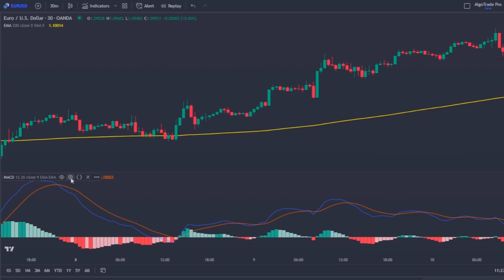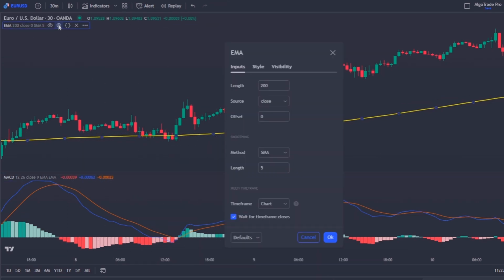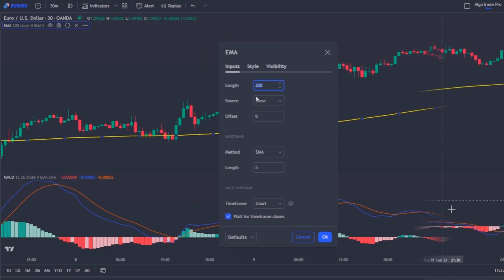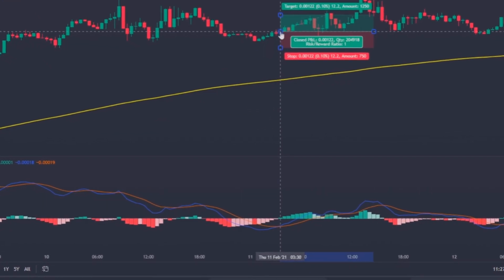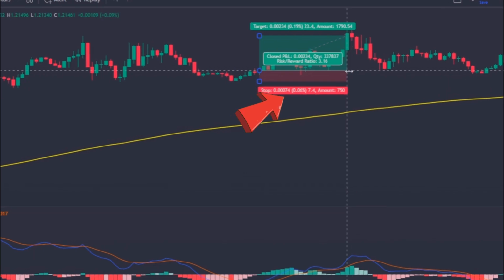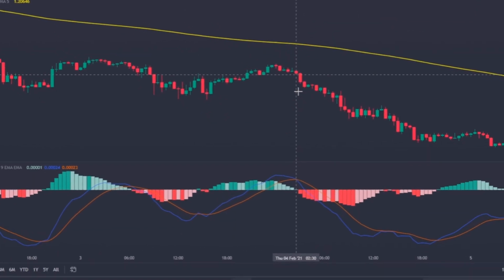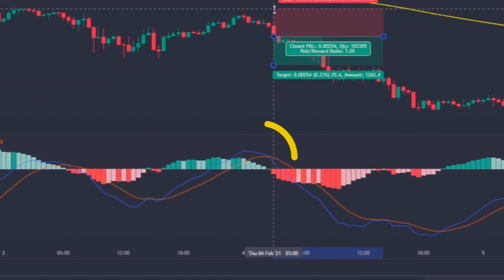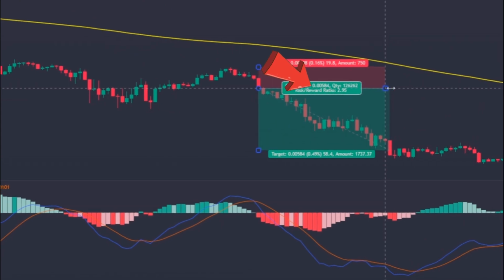It used two indicators, the MACD with the default settings and an exponential moving average with a period of 200. For a valid long position, the MACD had to give a long signal below the zero line of the histogram and the price had to be above the exponential moving average. And for a short position, the MACD had to give a short signal above the zero line of the histogram and the price had to be below the exponential moving average.